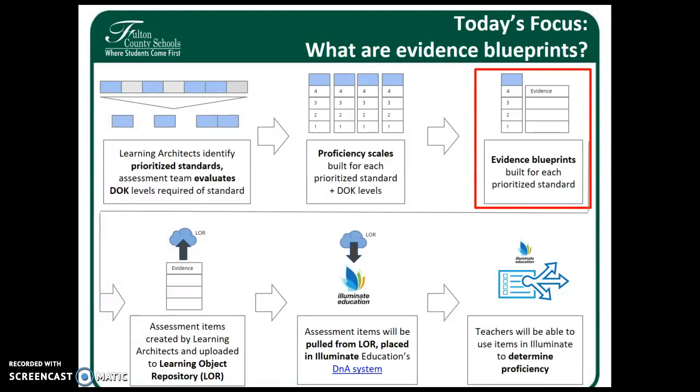So in Module 2, we looked specifically at the prioritized standards, and we talked about how the learning architects identified those. In Module 3, we looked at the proficiency scales, and we looked to see how the proficiency was broken up from a scale of 0.0 up to a 4.0. In this module, we'll be looking at the evidence blueprint that helps guide teachers when they're planning for assessing of the standards.